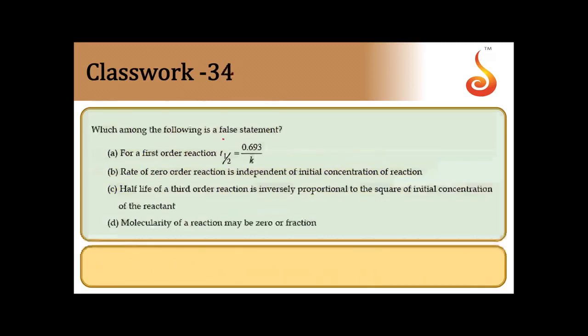34th one. False statement among the following. Half-life of first order is equal to 0.693 by K. Directly formula itself only. The rate of zero order reaction independent of initial concentration is also a property of zero order only. Then half-life of third order reaction is inversely proportional to square of its initial concentration.